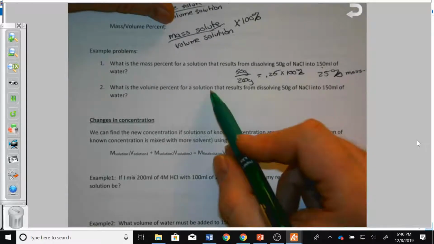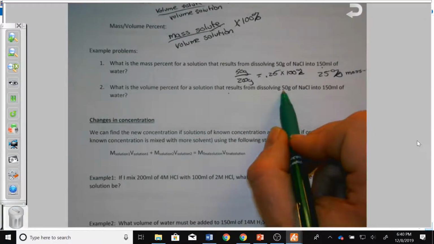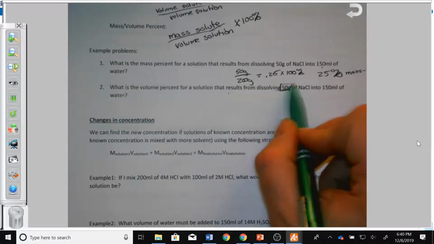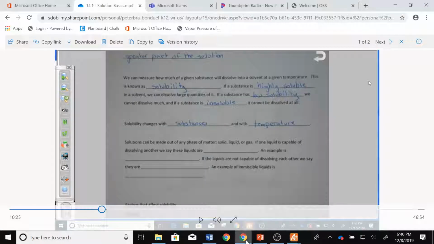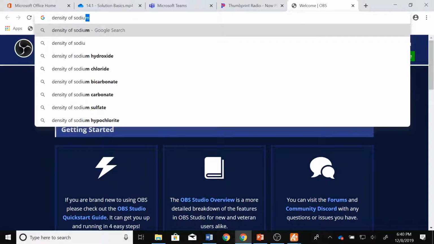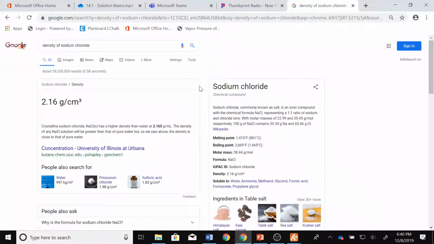And we could say volume percent here. That's a really bad question because we wouldn't really have a realistic viewpoint of what the volume of sodium chloride is without looking at its density. So let's just, sorry, I should have had this here, but density of sodium chloride. So sodium chloride is 2.16 grams per cubic centimeter. Okay, we can work with that.